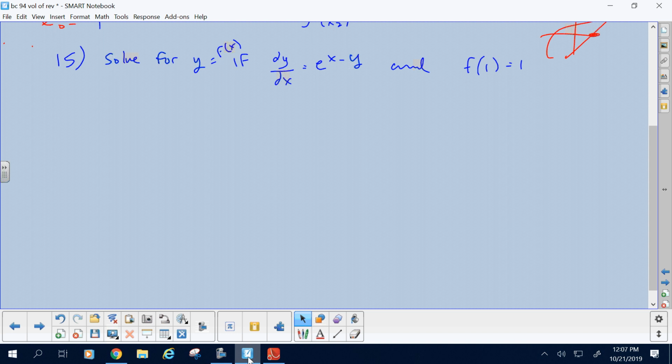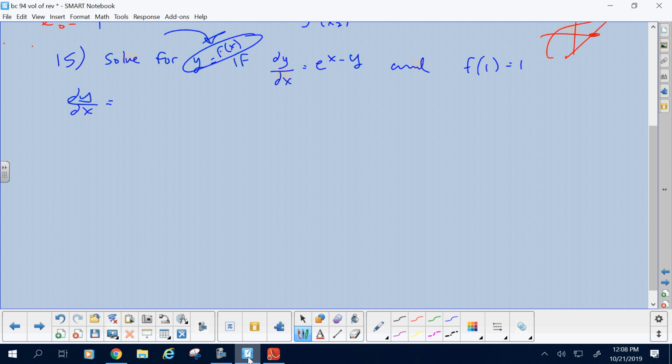Sometimes students have a hard time separating the variables here. So for particular solutions, that's the one where you solve for y? No, particular solution means there's a given condition with which you can find the c. This here is what tells you to solve for y. That's what says I want a function. Okay?